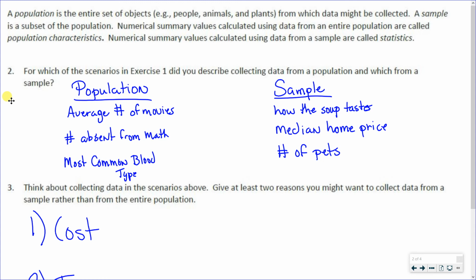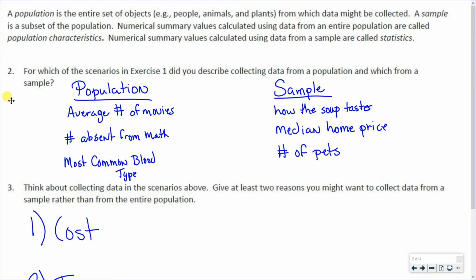All right, let's see, the number of students absent from math class. That's a population, because that's exactly what I'm looking for. I'm asking every math teacher, that's 12 separate classes that represent everybody in the school, how many kids are absent. And then last, the most common blood type. All right, that's a population question. You're going to ask that question to find out what the most common blood type is. You may be pulling a sample, but that's still a population-based question.